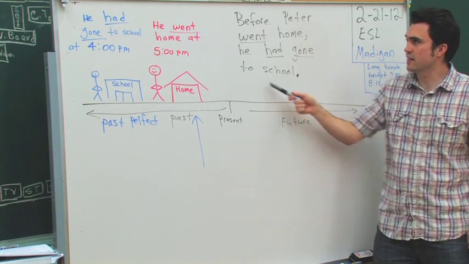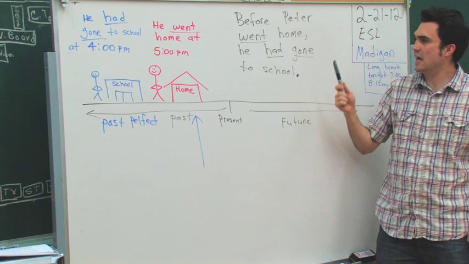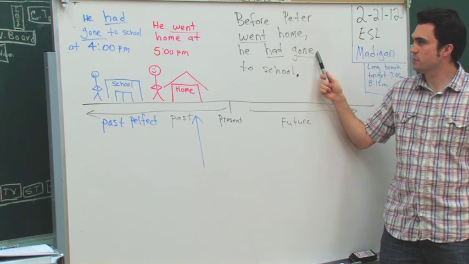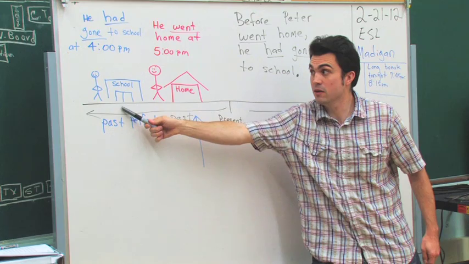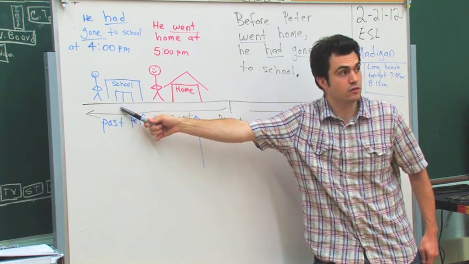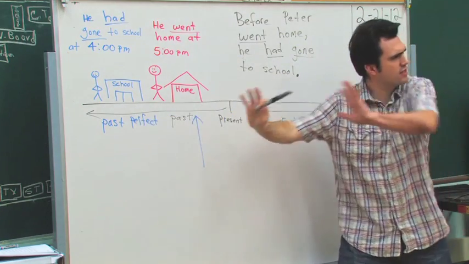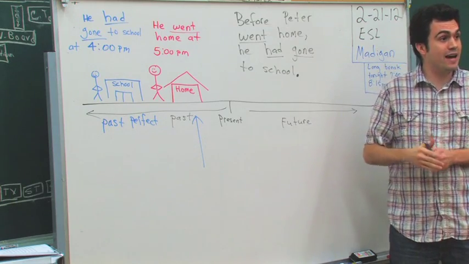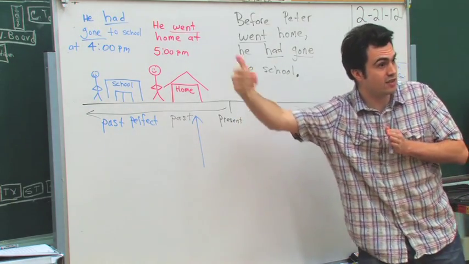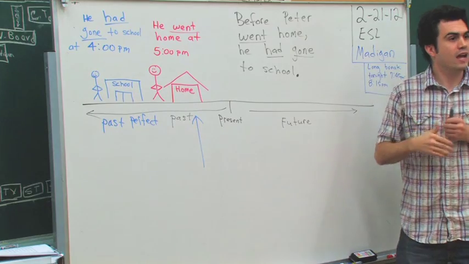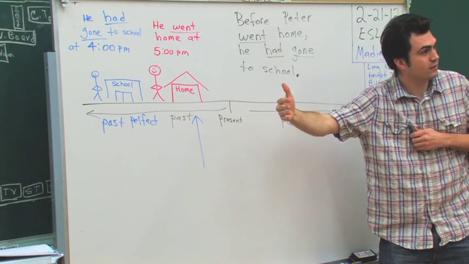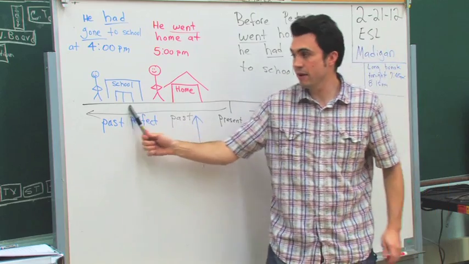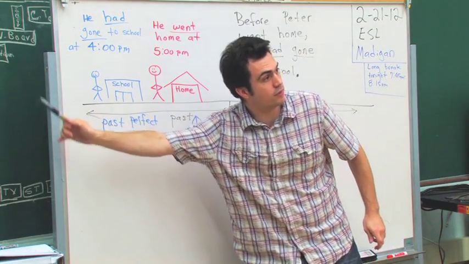So you look at this sentence and you can see which one came first. Had gone. Had gone is past perfect, so that had come first. And then he went home. But everything is in the past. Okay? So now we can talk about the past, but many different events in the past. And you can keep going. So, past tense, past perfect, past perfect, past perfect, past perfect.